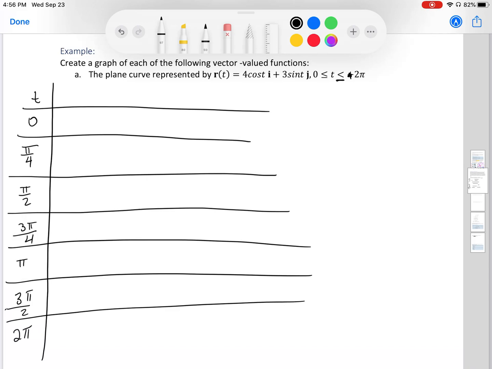Now for each t, we're going to get an outcome, and this outcome would be your x and your y, which is also referred to as your i and your j for your vectors. We're getting this from 4 cosine of t and 3 sine of t. So each component gets its own little box.